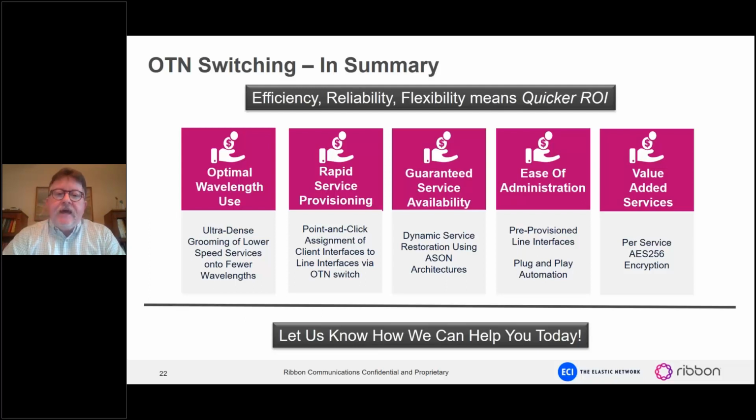Networks are always on the cost side of the balance sheet, right? But with value-added services and a much more efficient method of moving your traffic, not to mention handling your legacy traffic, then you can much more quickly get to that return on your investment when there's still years of life left on your equipment.